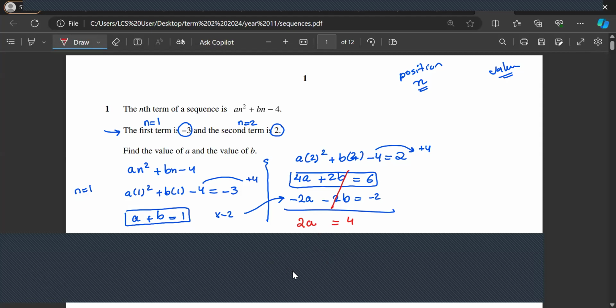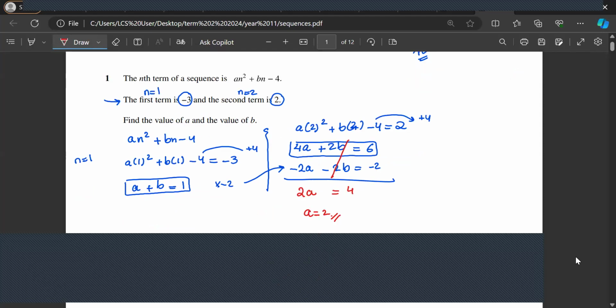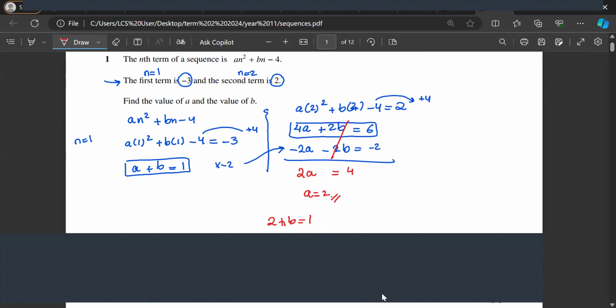2 plus B equals 1. 2 plus B equals what? 1. So from here, B equals -1. So the answer will be 2 and -1.